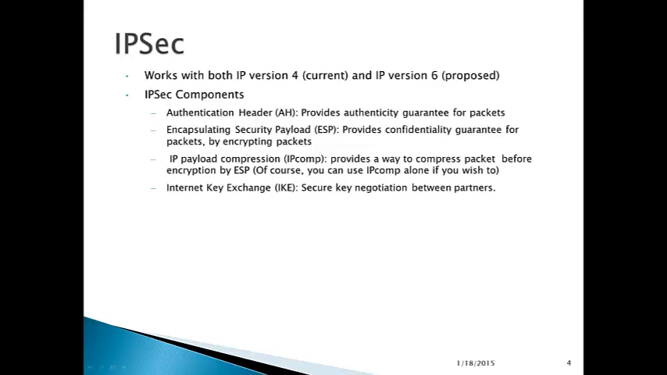So these are the components: Internet Key Exchange, IKE, key negotiation; authentication header, AH, which can be used by itself if you're in a situation where you need to authenticate packets but can't or don't want to use encryption to provide confidentiality; and ESP, which provides confidentiality and also inherently includes authentication.